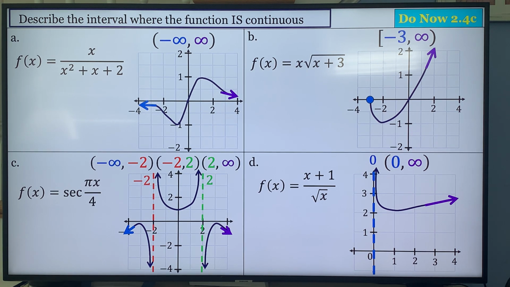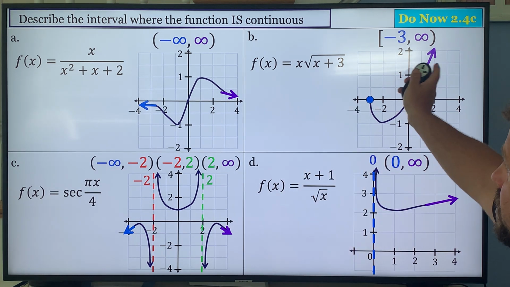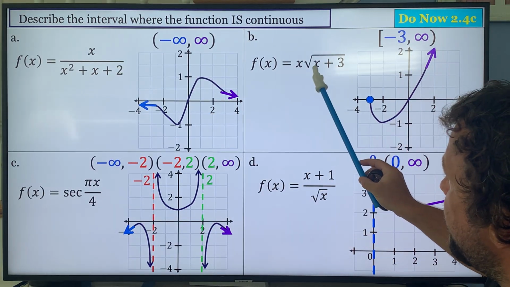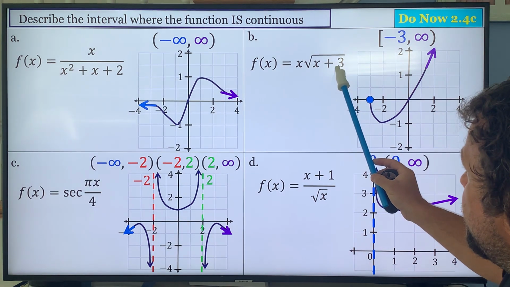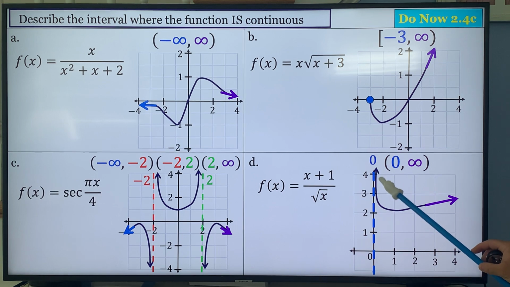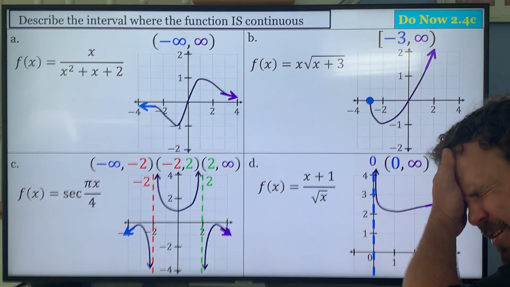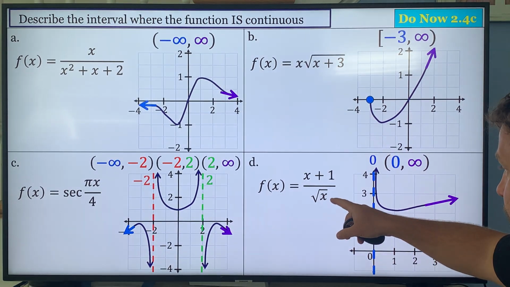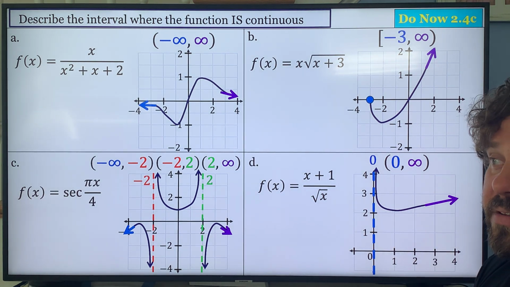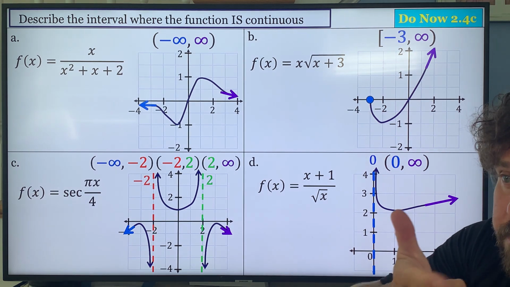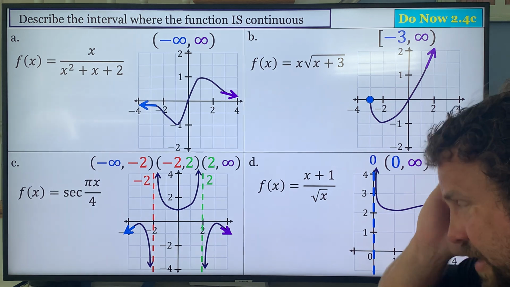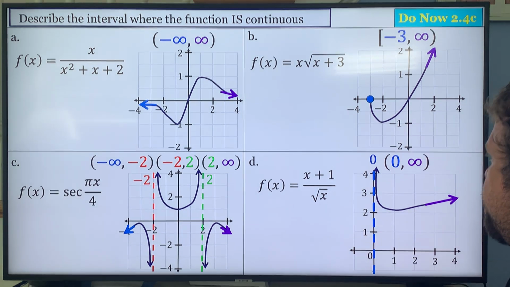Awesome, awesome, awesome. And just if you want to check this stuff, this bottom's never going to be 0. This one you would say x plus 3 has to be greater than or equal to 0. This one, secants have the asymptotes. And this thing right here, x cannot be negative, right? Because you can't have a negative under a radical. So x has to be greater than or equal to 0.